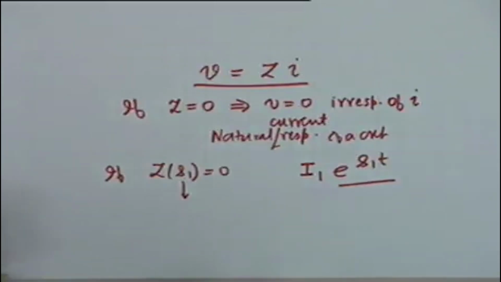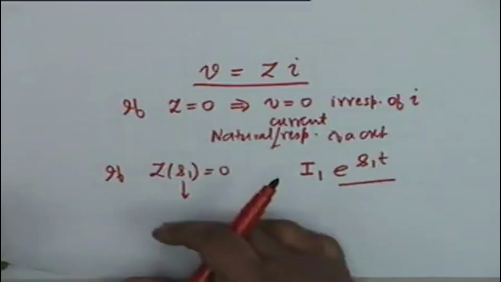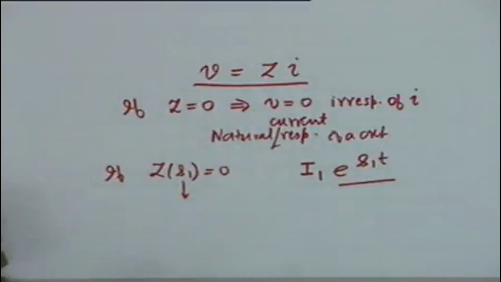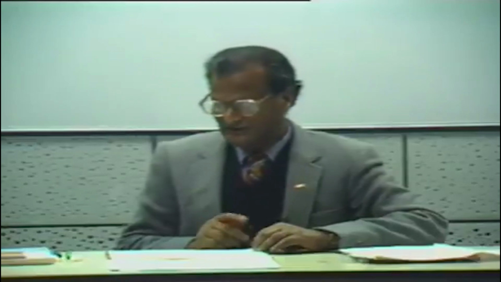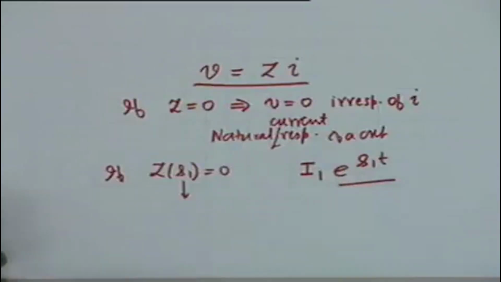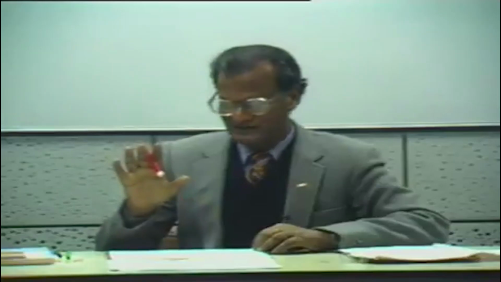Yes? Sir, if Z is 0 and we apply some voltage, then will the circuit burn out? Yes, the current shall be infinity. But then you have to generate a voltage of the form e to the power S1t. Okay, those questions we shall take up later. Conceptually, a zero of an impedance function, the function becomes 0.